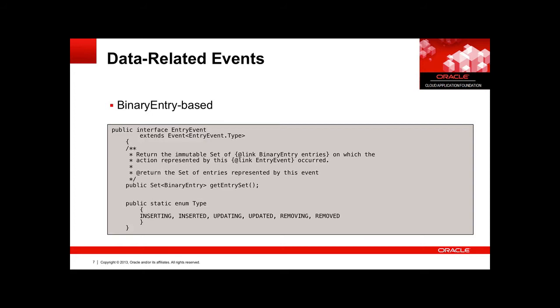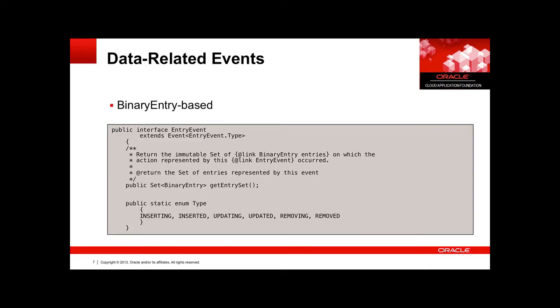In addition, the entry event also receives a set of binary entries. Now, these are all the binary entries that were mutated as a part of the event and are delivered via the entry event. The entry event is actually delivered to an event interceptor. An event interceptor is analogous to a map listener. It's the implementation that will be registered with the live eventing model that can react to the underlying event. And we'll actually have a demonstration later on to look at this.